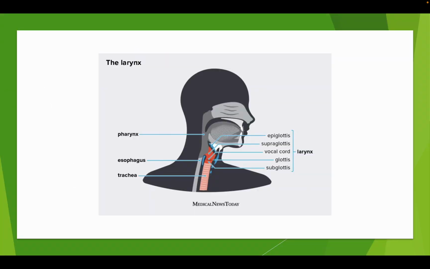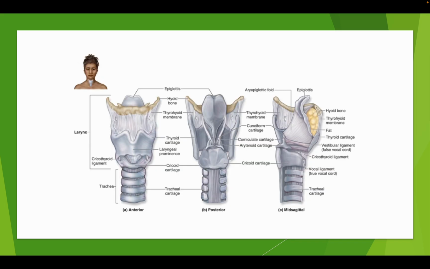This is an image that demonstrates the anatomy of the larynx. It shows how it is located between the pharynx and the trachea. Further, the image illustrates that the epiglottis, supraglottis, vocal cords, glottis, and subglottis are all located within the larynx.